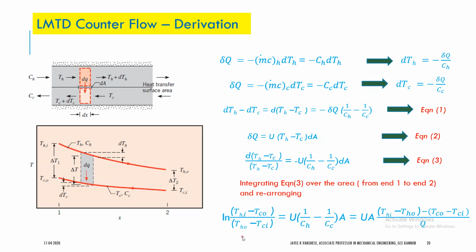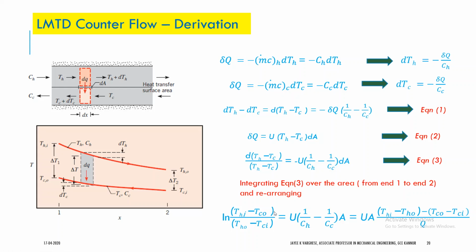It should have been like the logarithm of THO minus TCI by THI minus TCO. But this negative sign, which was there on the right side, is taken to this side, so that it becomes the logarithm of THI minus TCO divided by THO minus TCI.